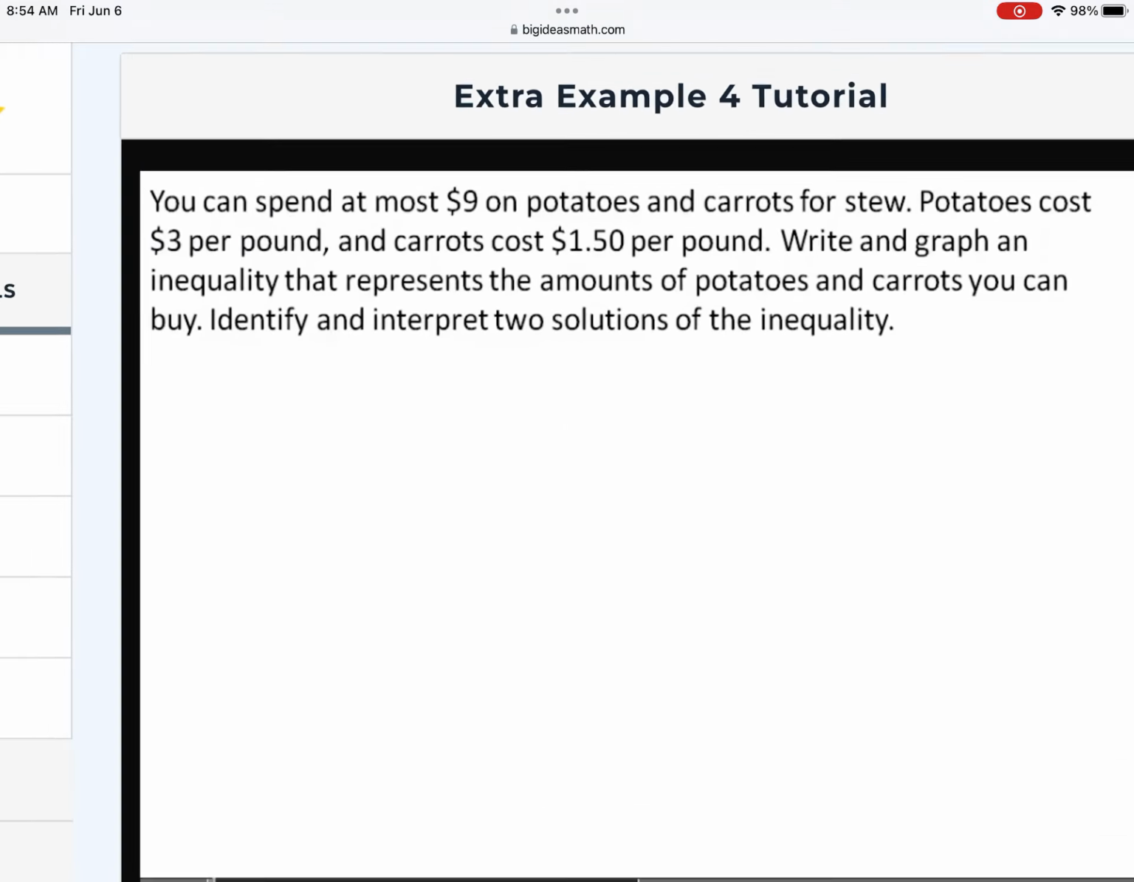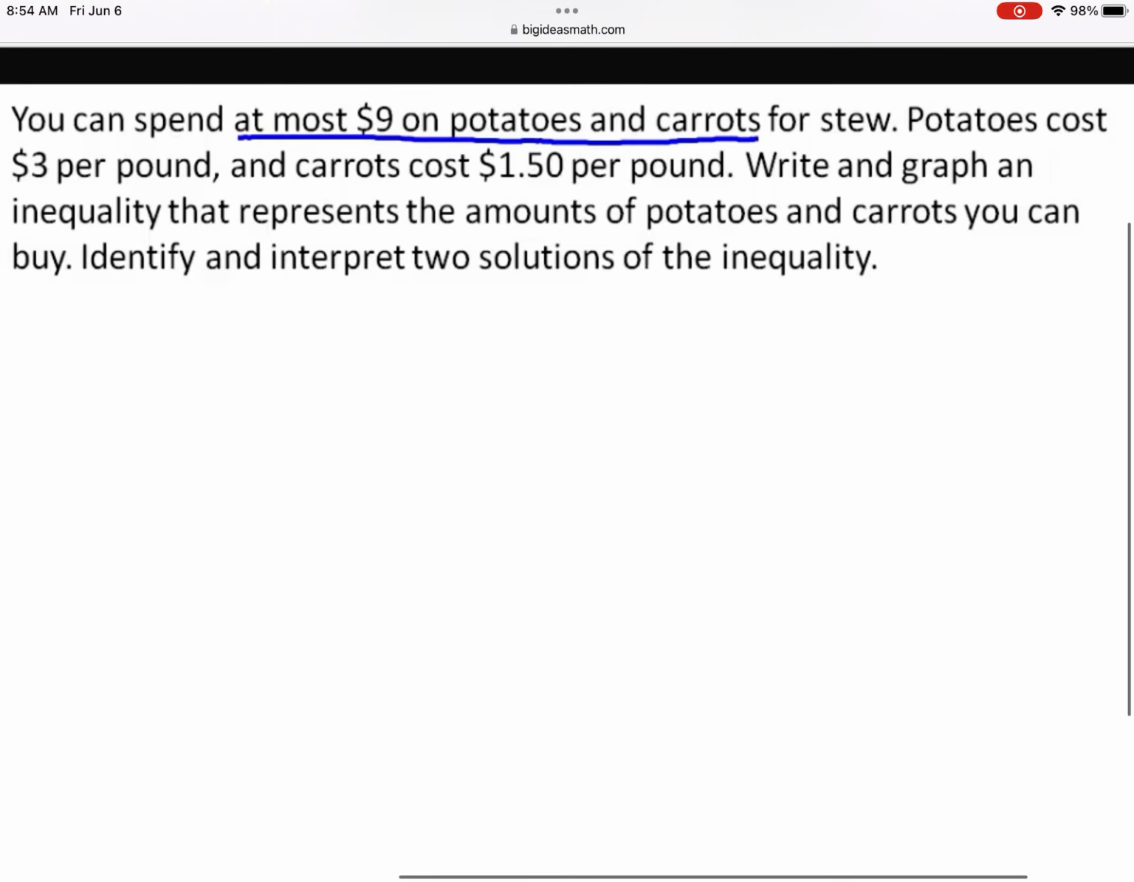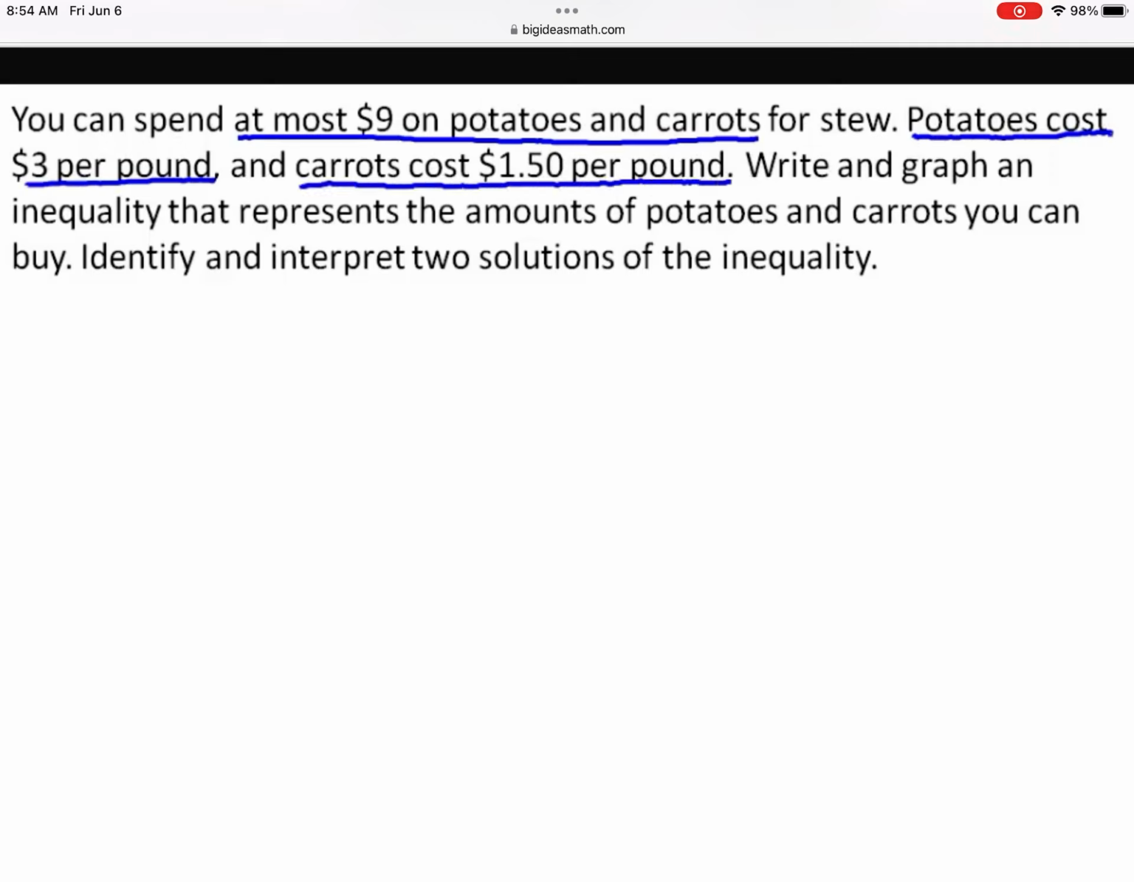You can spend at most $9 on potatoes and carrots for stew. Potatoes cost $3 per pound, and carrots cost $1.50 per pound. Write and graph an inequality that represents the amounts of potatoes and carrots you can buy. Identify and interpret two solutions of the inequality.